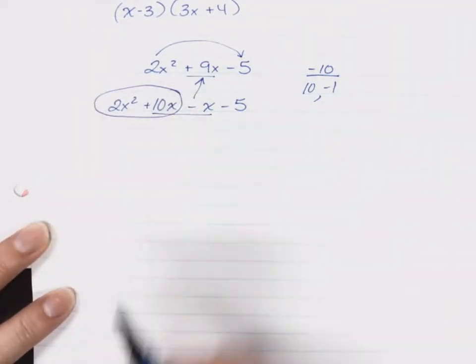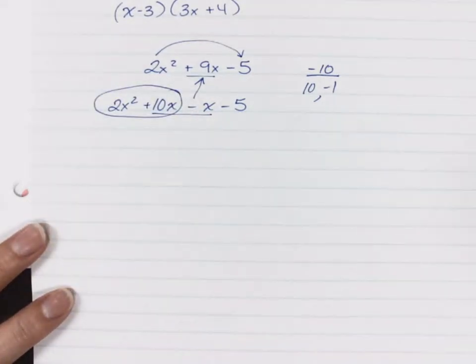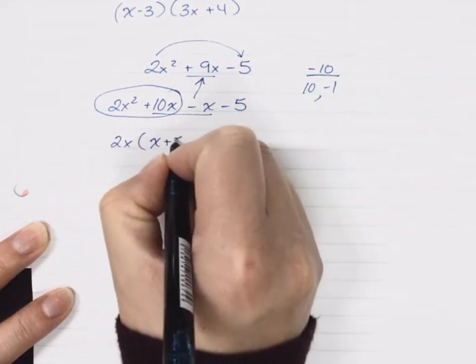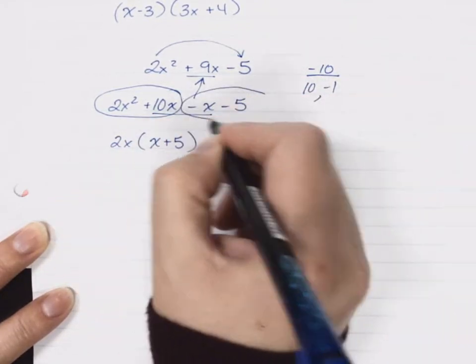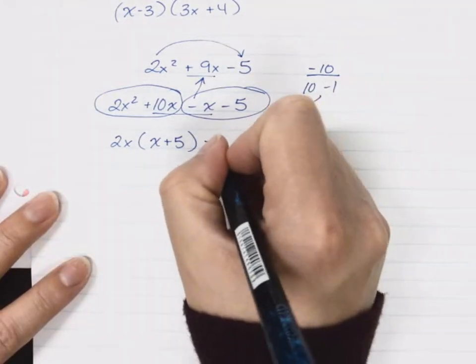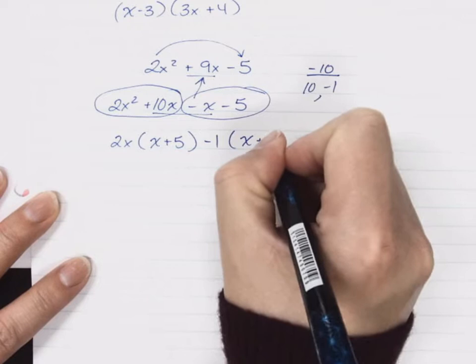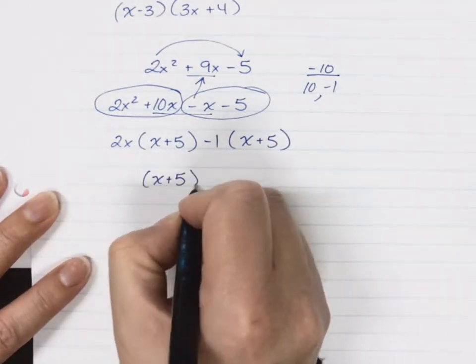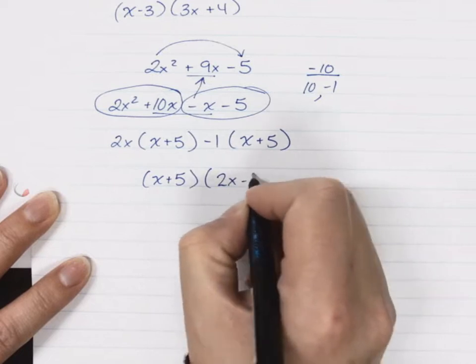Look at these front two. What am I going to common factor out? 2x. And I'm left with x plus 5. And then I look at these back two. Take the negative 1 out. X plus 5. So my factors are x plus 5 and 2x minus 1.